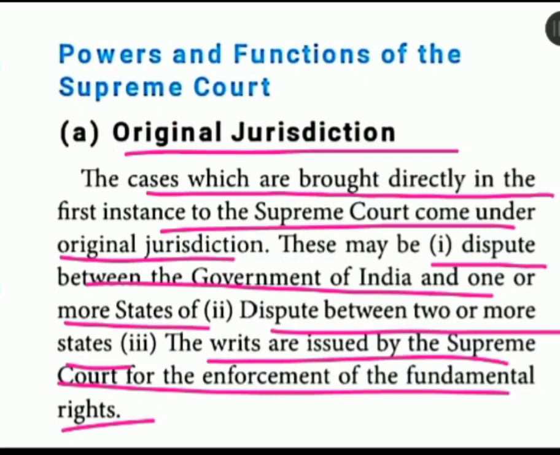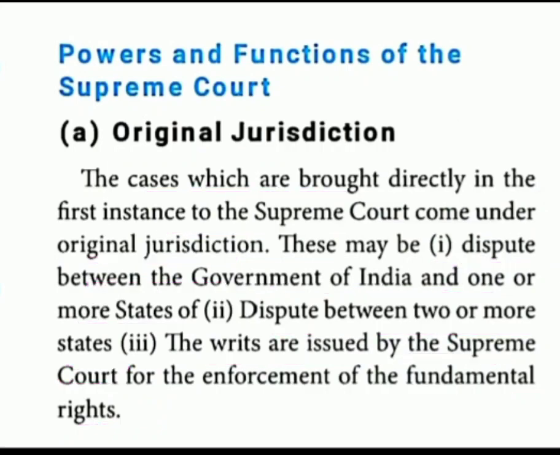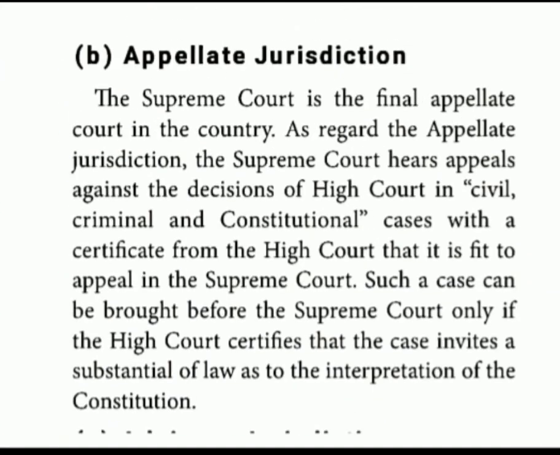The next one, appellate jurisdiction. Original jurisdiction means the cases come directly to the Supreme Court. The next one, appellate jurisdiction. For example, a particular person went to the High Court. Okay, he couldn't accept the verdict of the High Court. So the second time, if he files his case in the Supreme Court, that is called appellate jurisdiction.